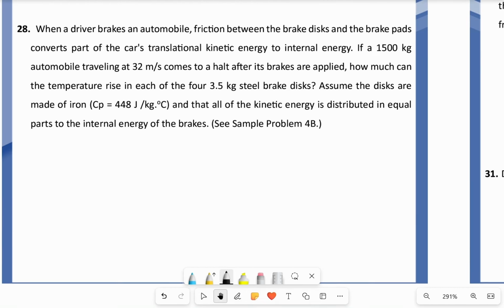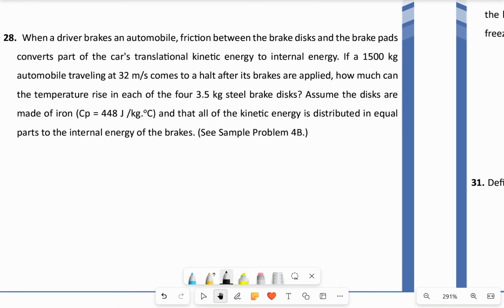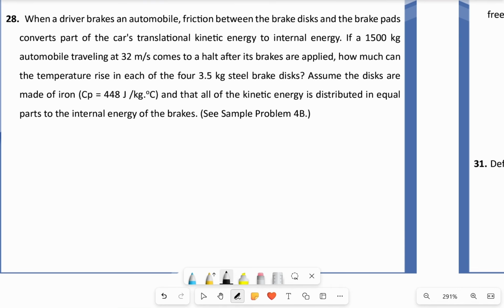We have question 28. When a driver brakes an automobile, friction between the brake discs and the brake pads converts a part of the car's translational energy to internal energy. If a 1,500 kilogram automobile traveling at 32 meters per second comes to a halt after the brakes are applied, how much can the temperature rise in each of the four 3.5 kilogram steel brake discs?